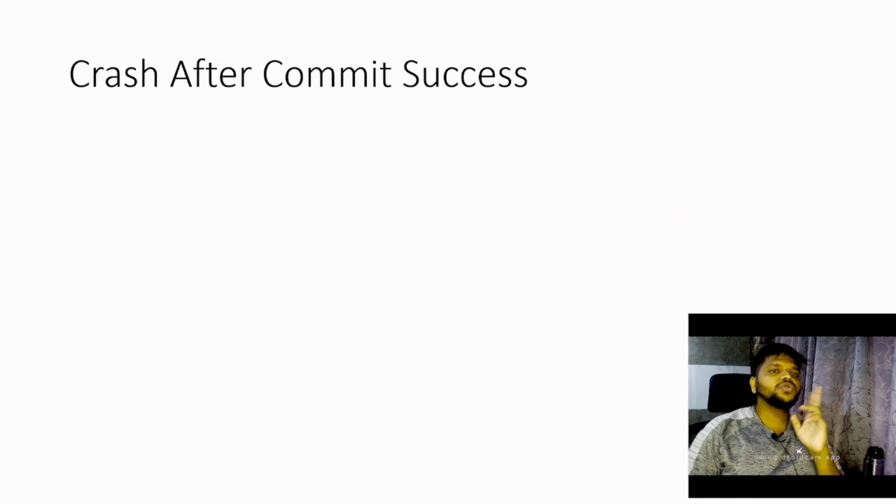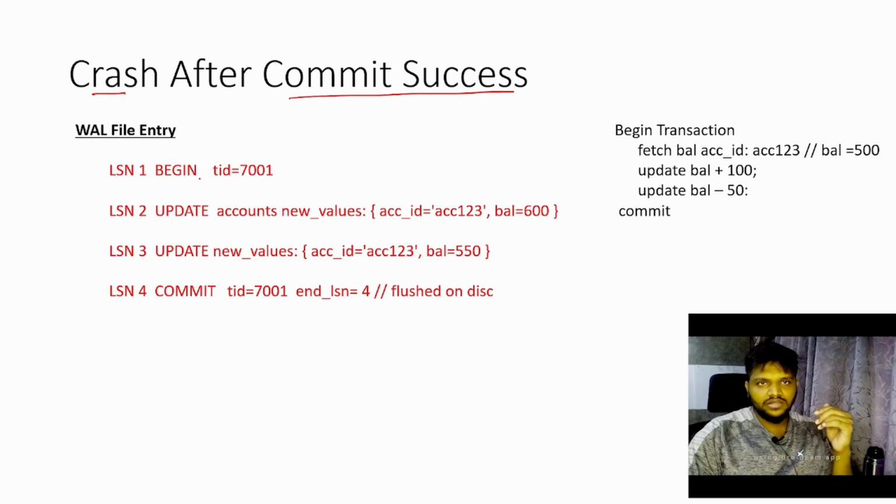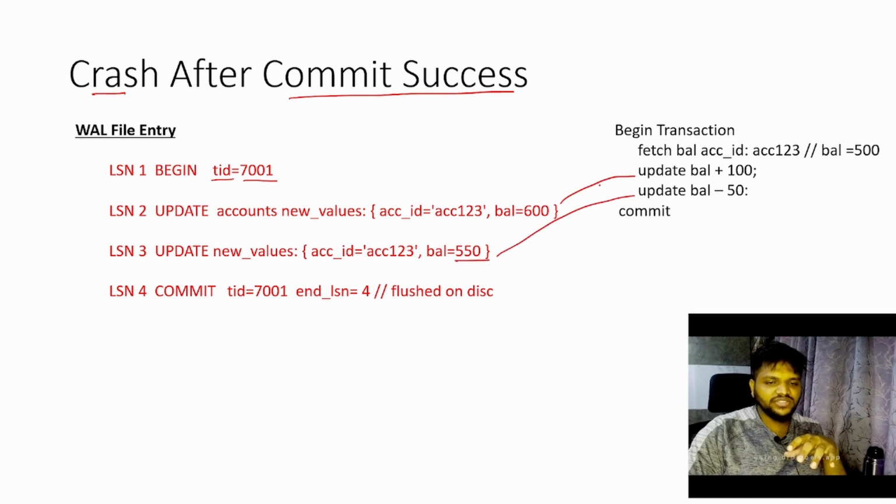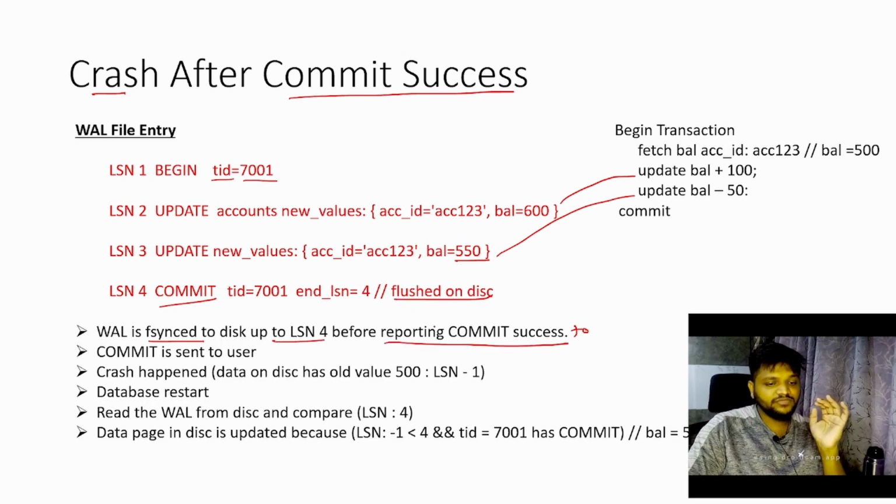Let's discuss use case 2: crash after commit is successful. Again, we would take the same example. Let's follow this WAL file. So the transaction started, transaction ID 7001. Update account: we have updated the account balance to 600. Then LSN3: we have updated this 550 here and 600 here. So now both things have happened. Commit: flush onto the disk up to LSN4 before reporting success to the user. Okay, now commit is sent to the user.